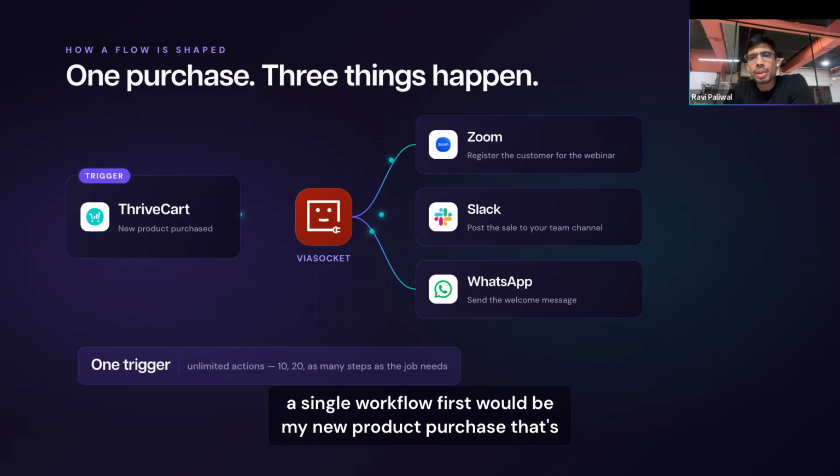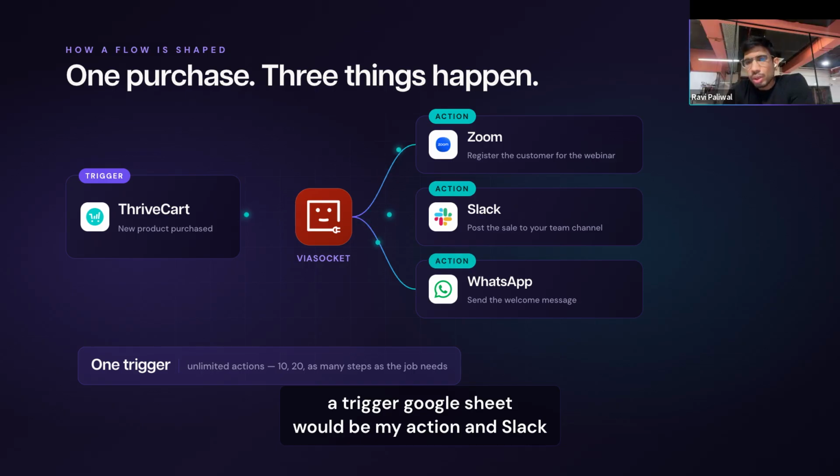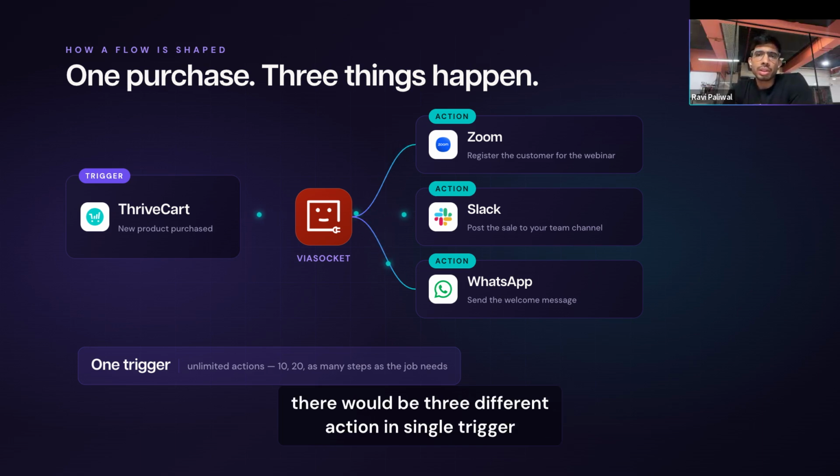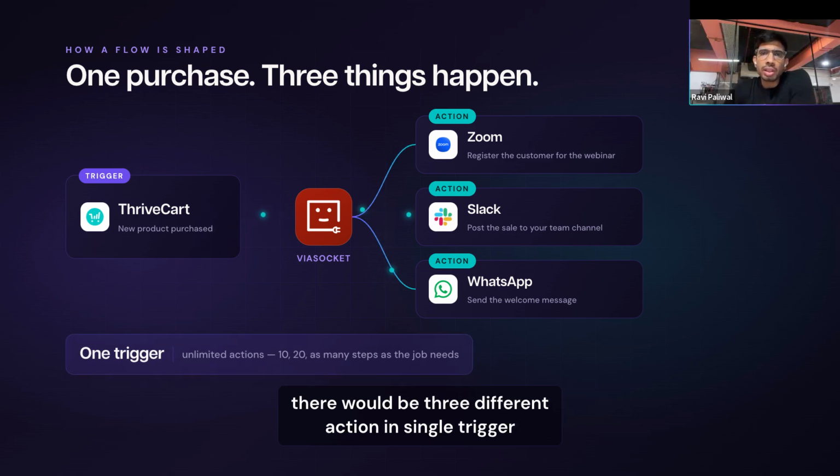First would be my new product purchase. That's a trigger. Google Sheet would be my action, and Slack as well is my action. And another, WhatsApp, would be my action. There would be three different actions and a single trigger.